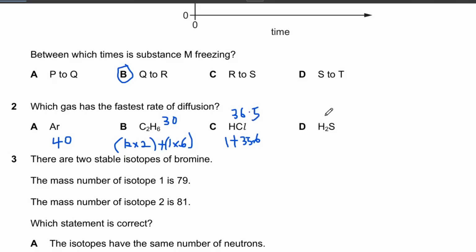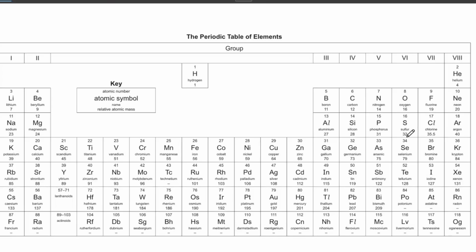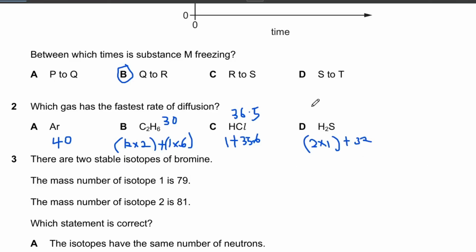And finally, option C, we have 2 hydrogens, so 2 times 1. Relative atomic mass of sulfur is 32. This gives us 34. If you look at them, option B has the smallest relative molecular mass. So therefore, B is our answer. Don't forget, lower relative molecular mass equals faster diffusion.